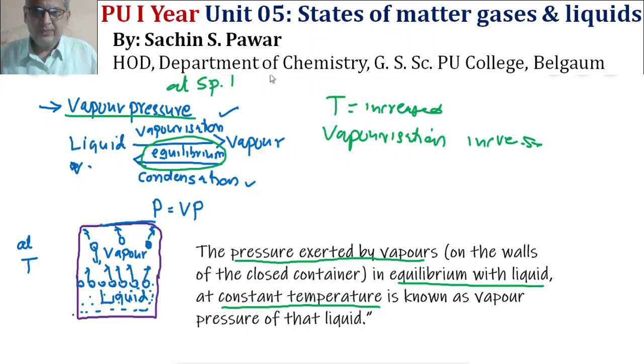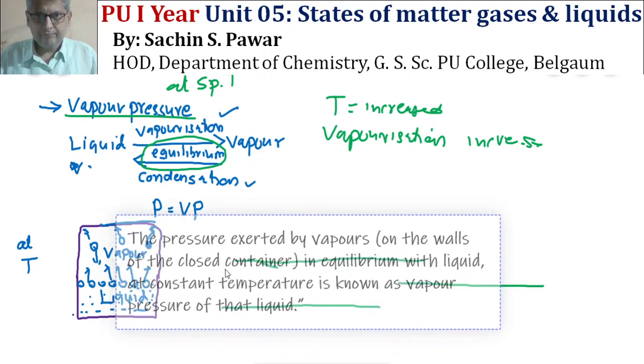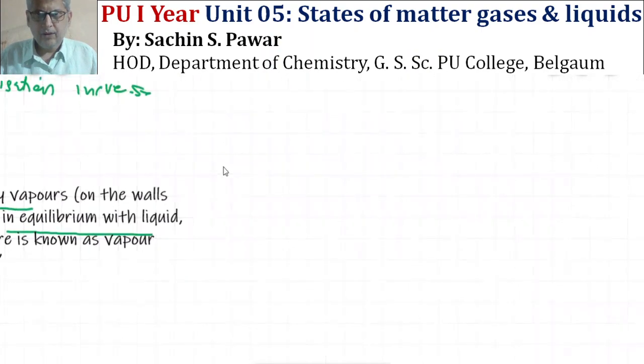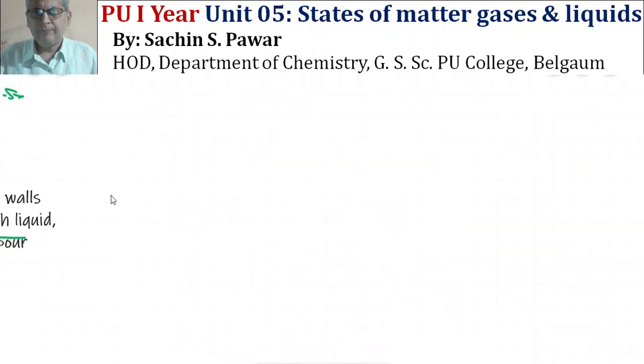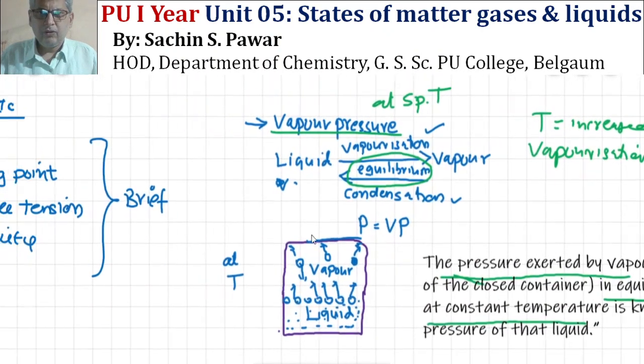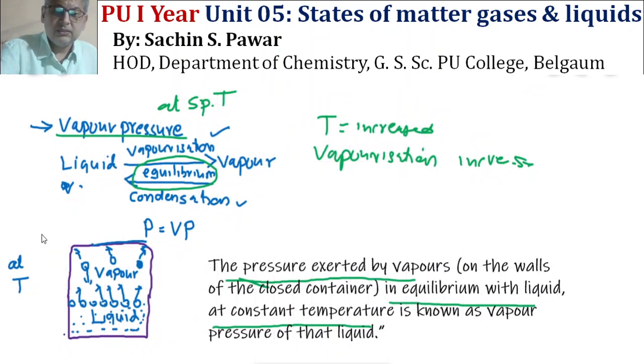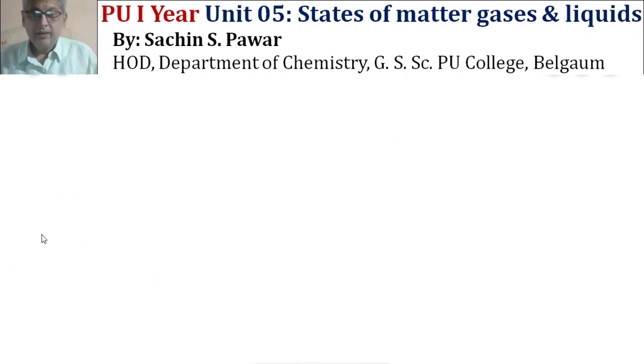Right. So with this knowledge of vapor pressure, let us move into the next aspect, that is vaporization and boiling. So vaporization or boiling. What is boiling point now? Boiling and vaporization.